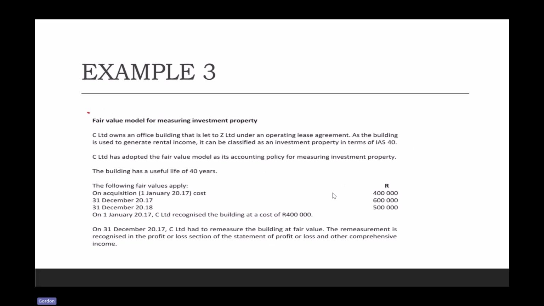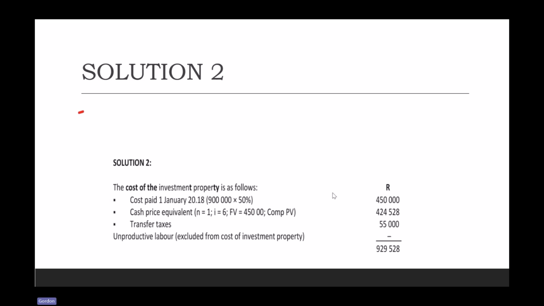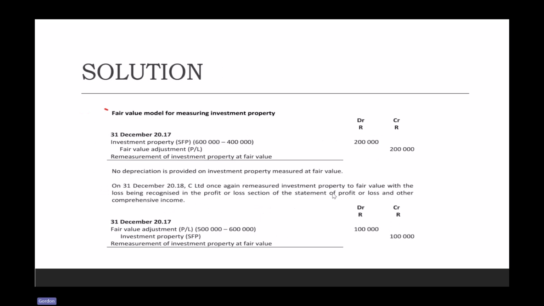Sorry, I'm making a mistake. They tell us their accounting policy: the remeasurement is recognized in profit or loss, in the statement of profit or loss. Okay, so that's what they told us. So for this particular company, when they have a revaluation, the credit portion goes to profit and loss. So debit investment property 200,000, credit fair value adjustment 200,000. Okay. No depreciation is provided on investment property measured at fair value.